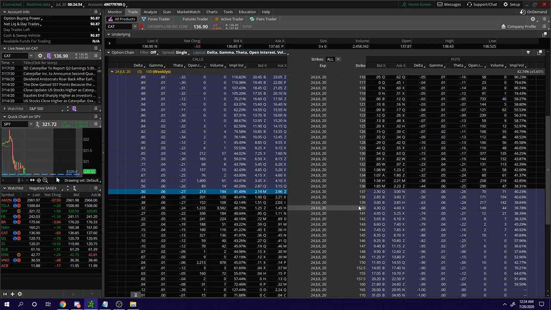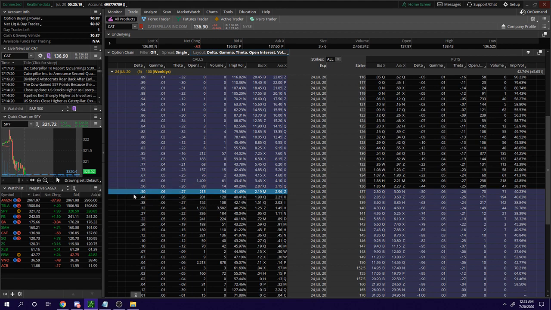So we're going to use the 137 call example for Caterpillar, which is currently trading at 136.90. So this would be an example of in the money, at the money, or out of the money. It'd be at the money, right? Because it's trading at pretty much what the strike price is.